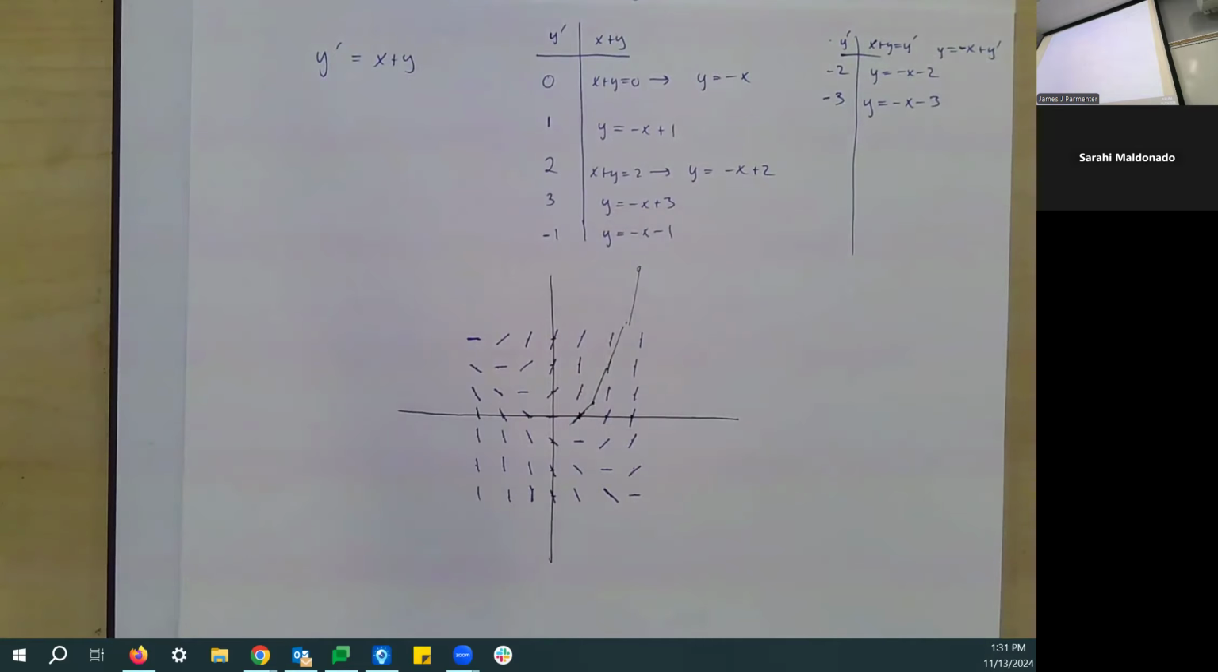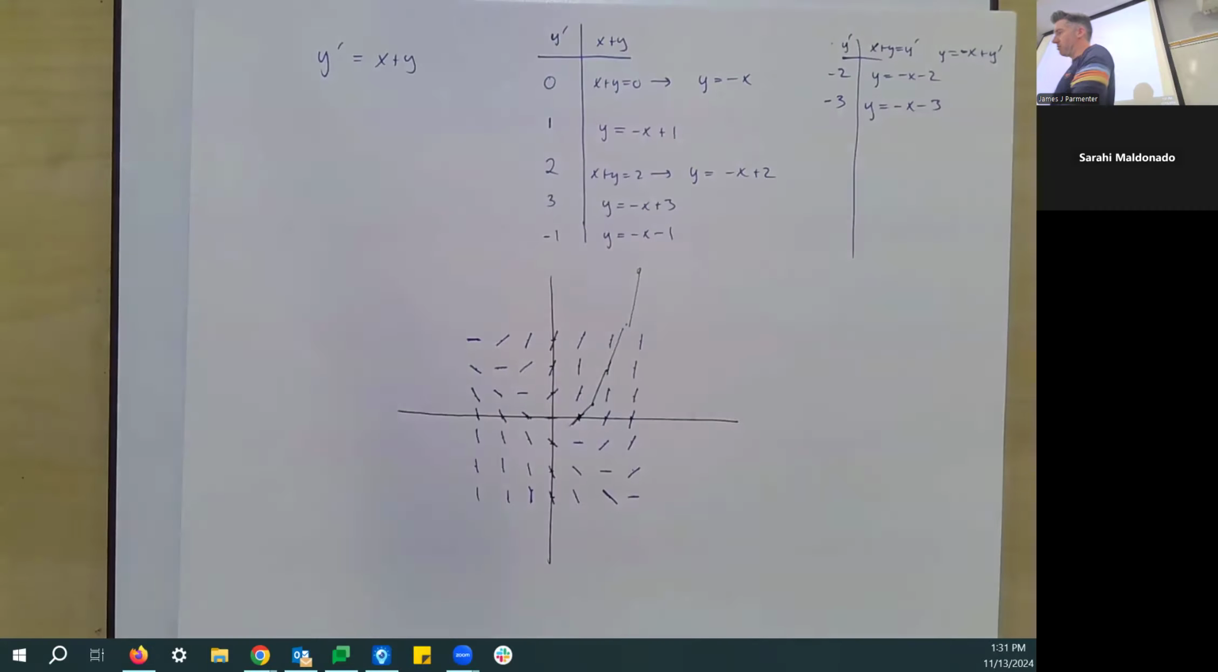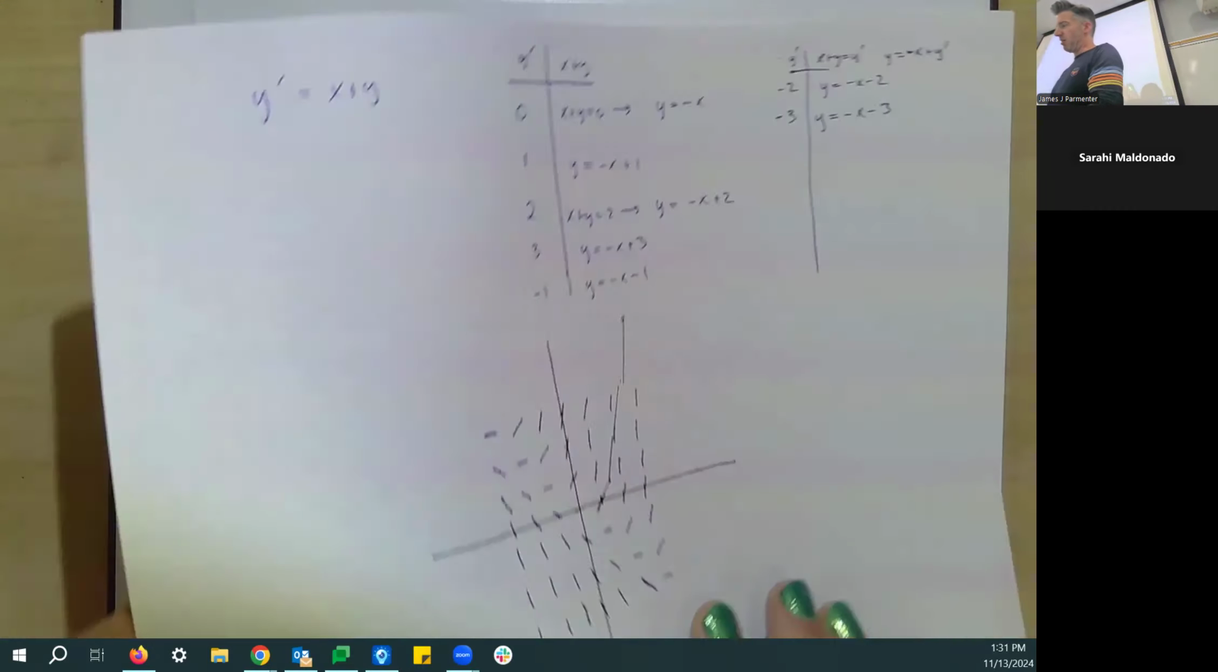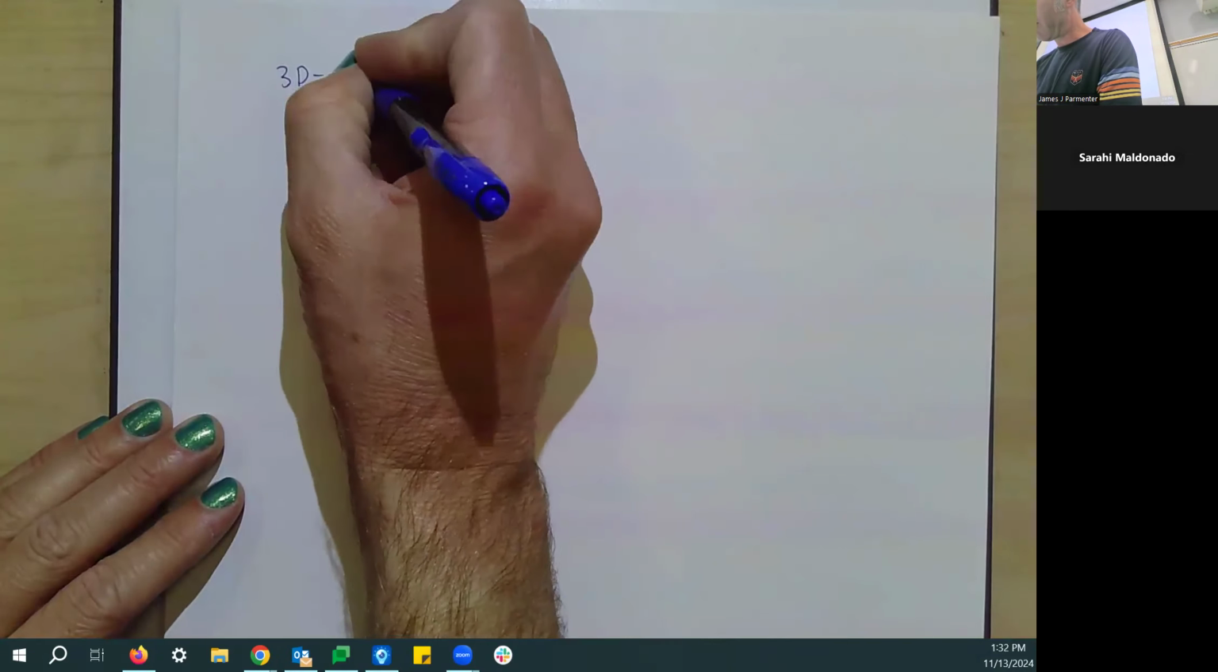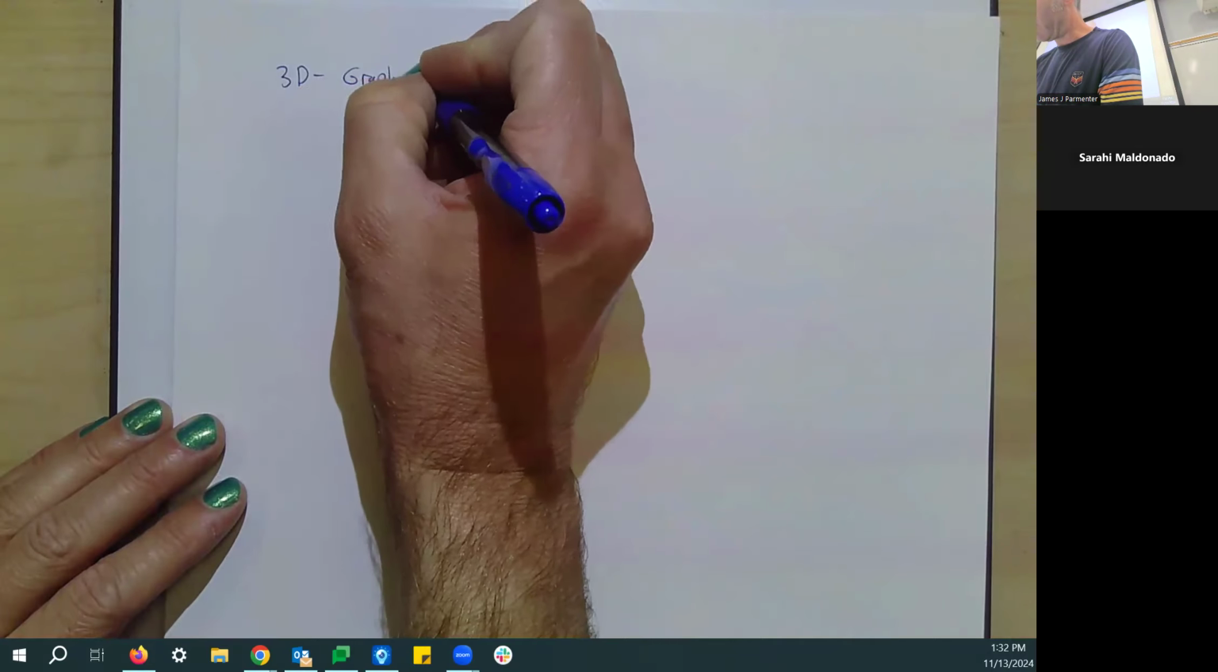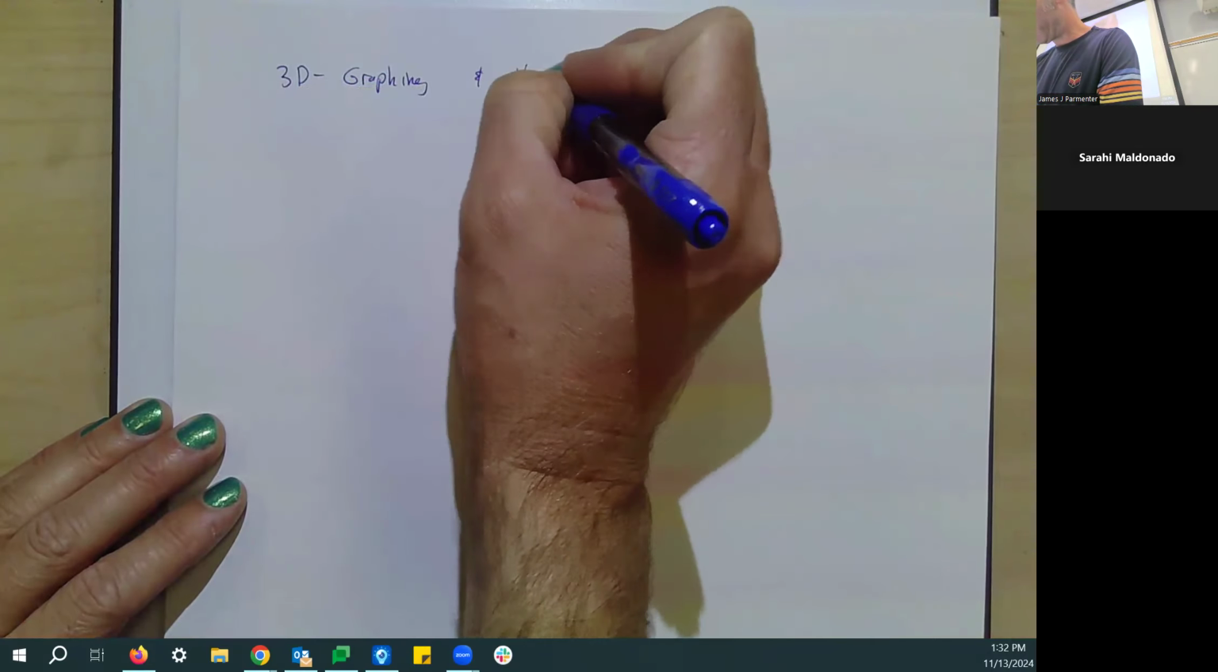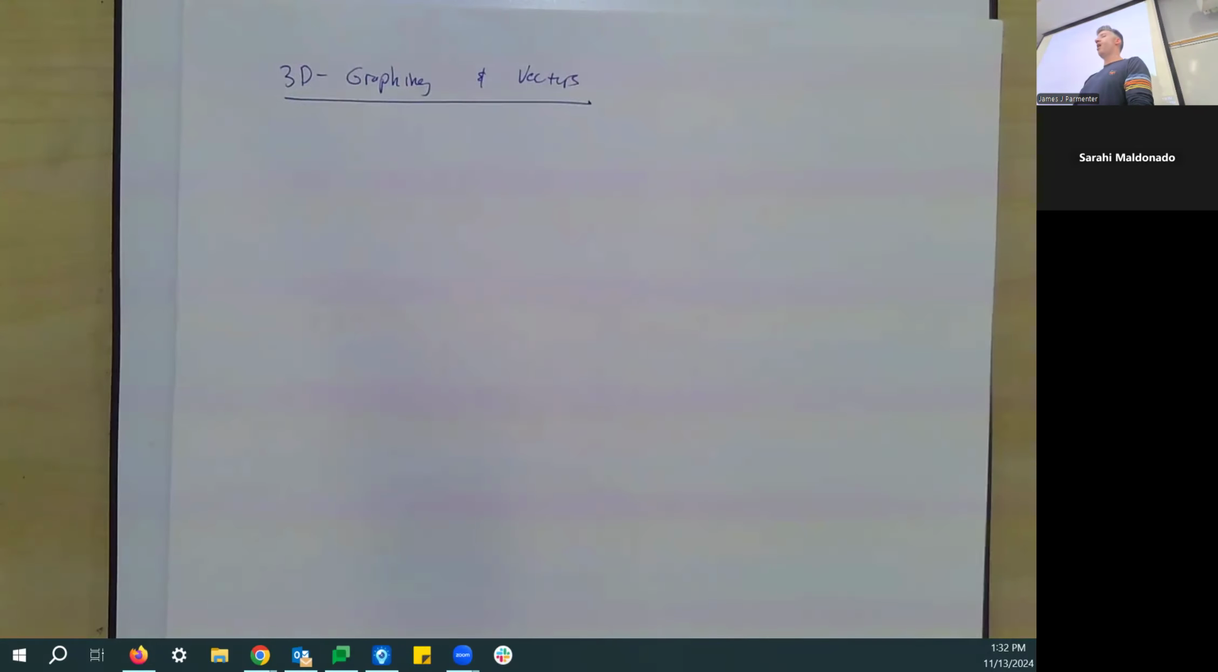All right, we need to spend some time talking about the 3D graphing stuff, and vectors. So 3D graphing, how much do we need to know? Some, hopefully not too much. Ooh, angles already. All right, well, we'll see if we can get there.